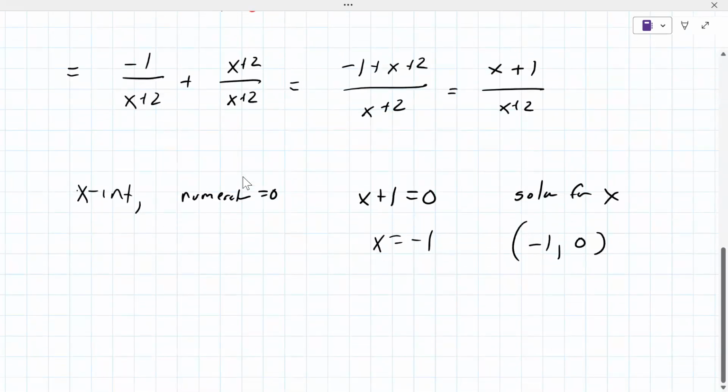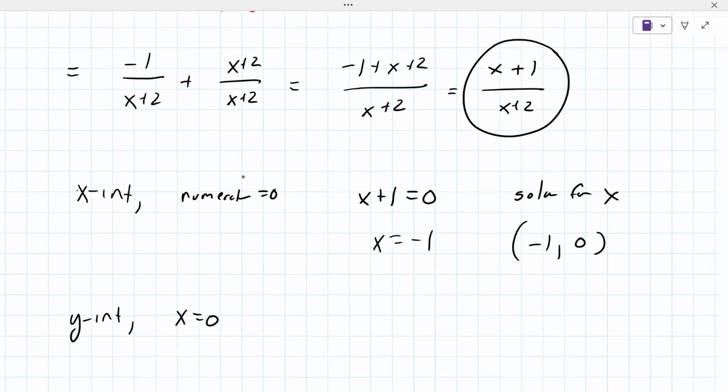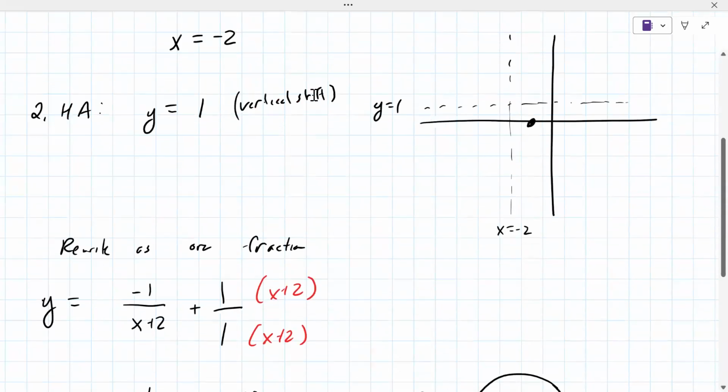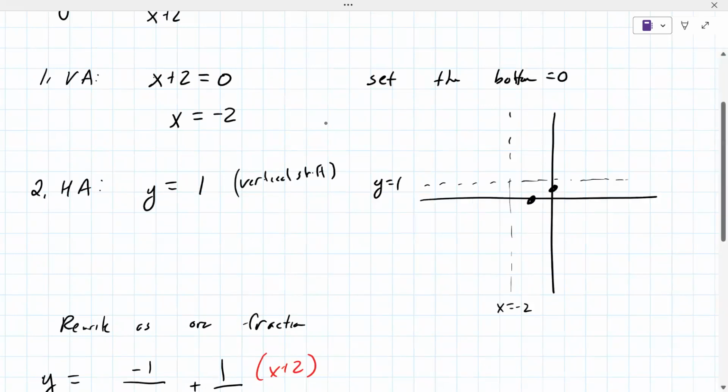And then the next thing you find is what's called the y-intercept. That's when you set x equal to 0. So in both cases, we're using this. So it's 0 plus 1 over 0 plus 2. That's 1/2. So there's that point. And then, without getting into y, we'll just graph this here for the first one.